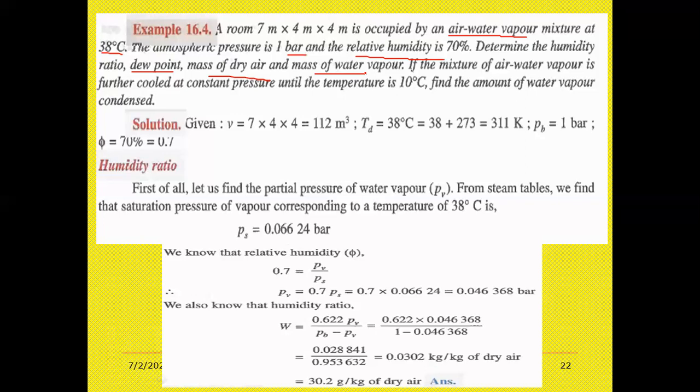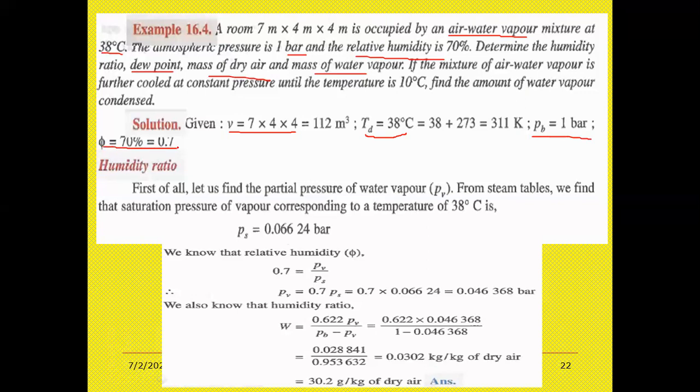Now write the given data. What is the room size? Given V is equal to 7 into 4 into 4. Now what is the temperature? The temperature is 38 degrees centigrade, that is 38 plus 273 Kelvin. The pressure is equal to 1 bar. The relative humidity is 70 percent.